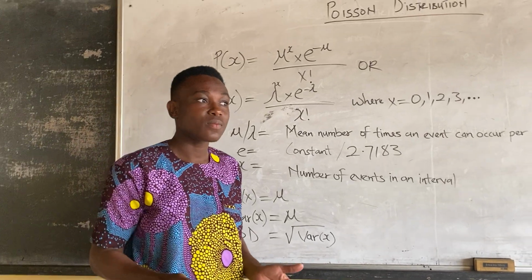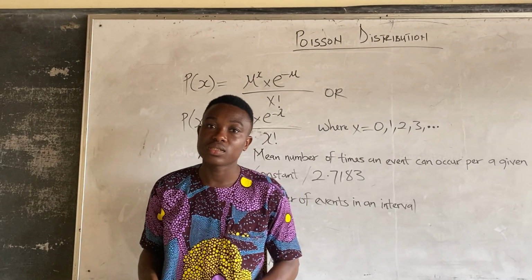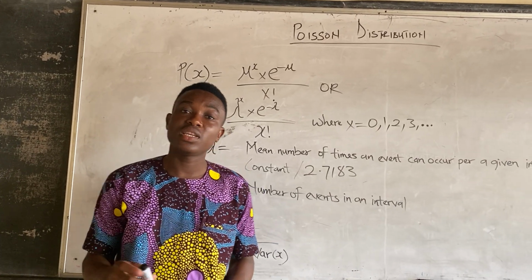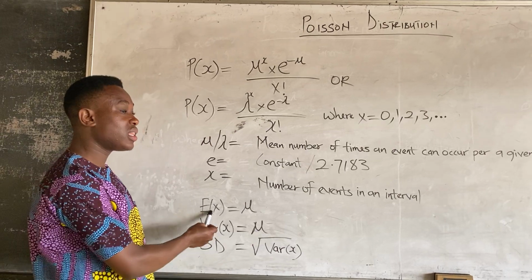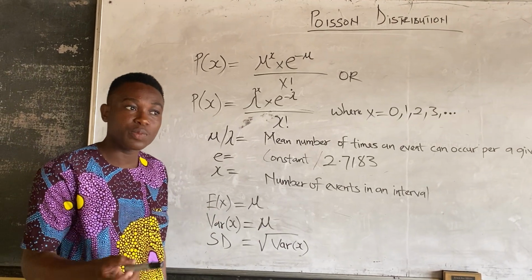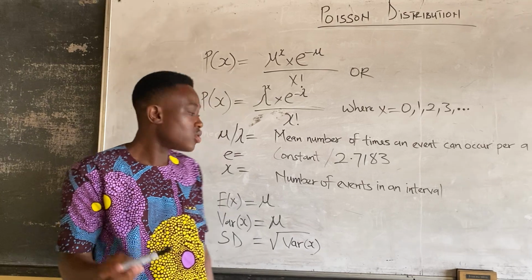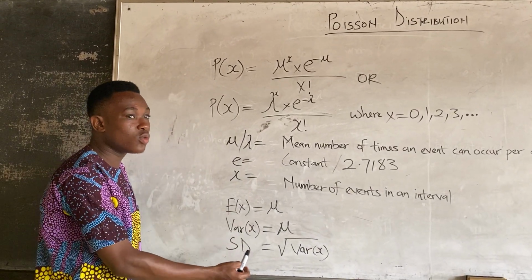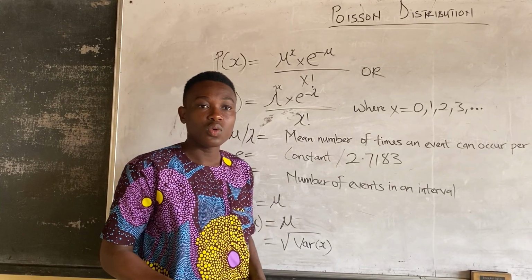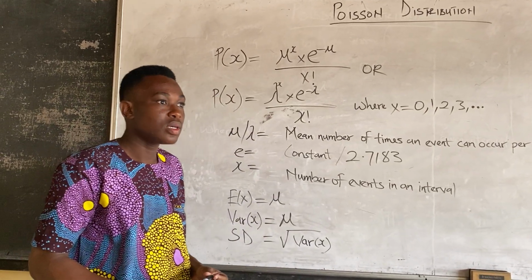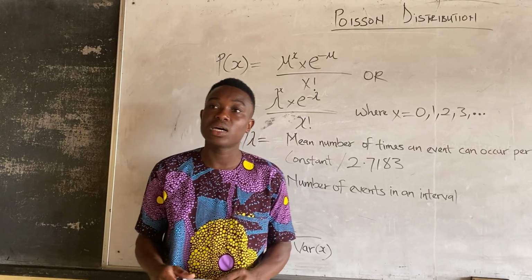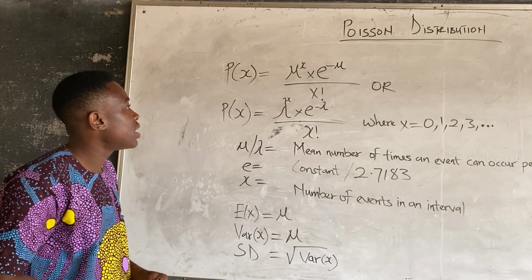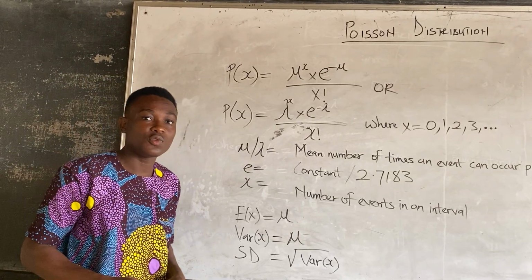In most cases, whenever you are given a Poisson question, the value for the mean is always given. But when the mean is not given in a question, we use the expected value. That is, if the question provides the expected value, we use the expected value, or we use our variance, since the variance and the expected value both equal our mean, which is our mu. And the mean, as we all know, is the same as average. Now let's quickly look at some examples under the Poisson distribution.